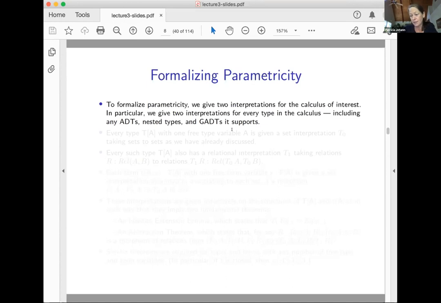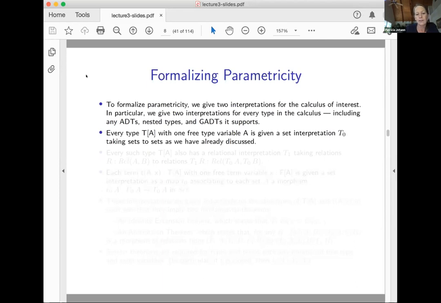This makes sense because remember, the idea intuitively underlying parametricity is that related inputs should go to related outputs. You should preserve all these relations. So you should give the types of your calculus an interpretation in terms of sets, and you should give it an interpretation in terms of relations. This is just a high level description, again, because I like to give you an idea of what's going on and then maybe drill down a little bit.